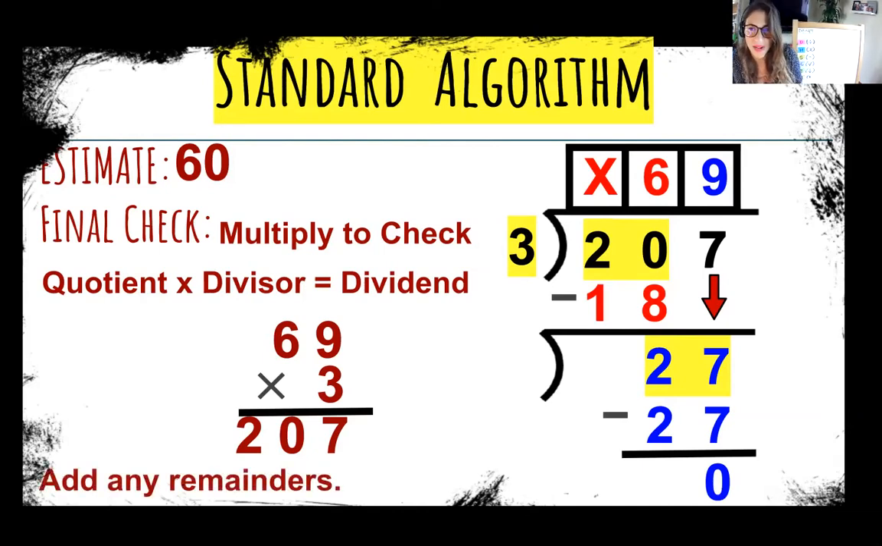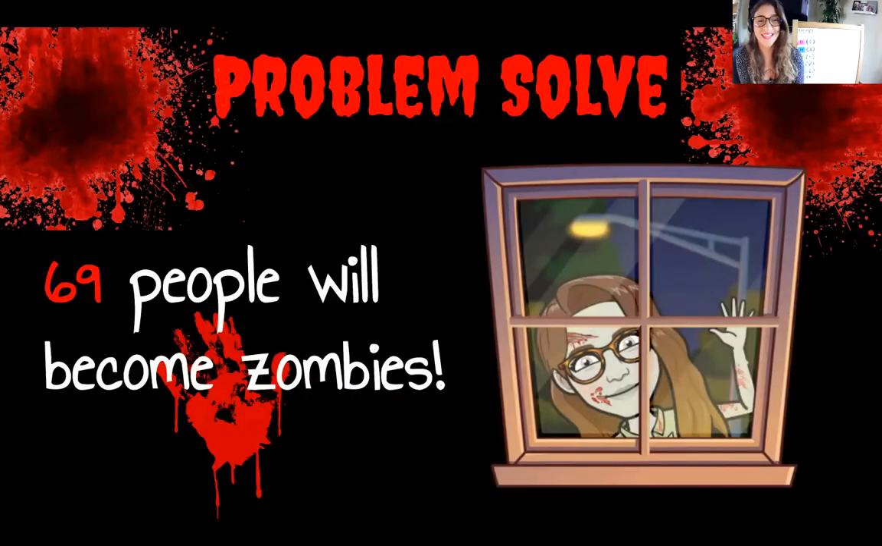Sometimes when you have a remainder, you'll have to add that on, right? We don't have a remainder here, but if you did, part of that would be adding on that little extra remainder part. All right? So we can determine that 69 people will in fact become zombies. Very scary reality there. And I just want to take note that when you are problem solving, because I'm noticing this in some people's problem solving, you are solving a problem, you are not solving an equation.